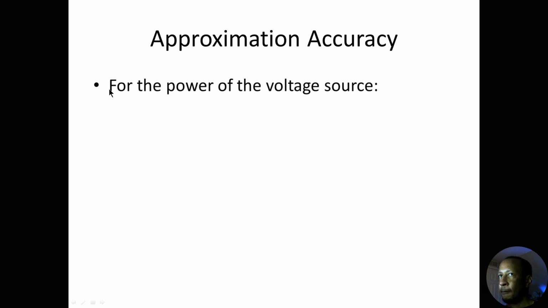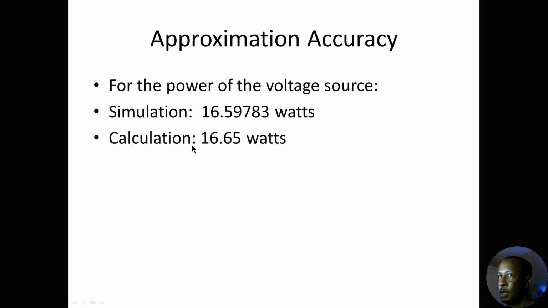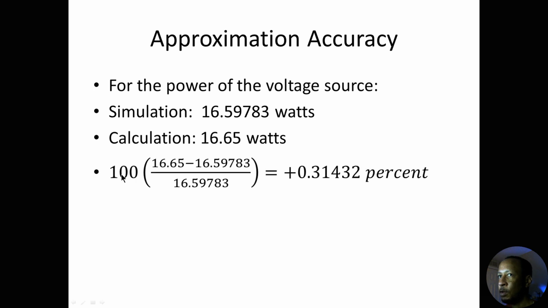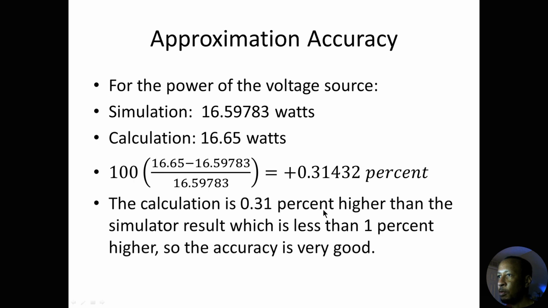Okay, so for the power of the voltage source, the simulation indicated 16.59783 watts. The calculation indicated 16.65 watts. And so if you calculate the percentage of difference between the two, you get that your calculation here is 0.31% higher than the simulator result, which is less than 1% higher, so the accuracy is good.